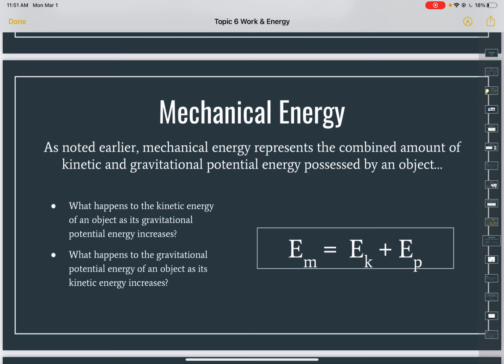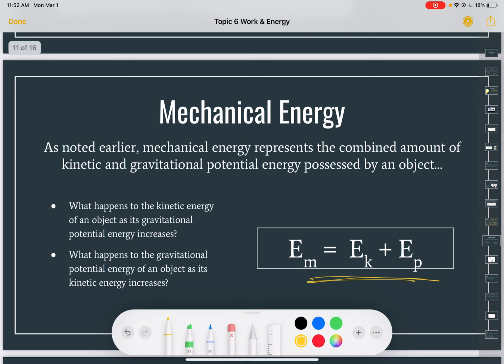So this is continuing on topic 6. We've got mechanical energy, and we talked about that at the very first here. But mechanical energy, as noted earlier, represents the combination of kinetic and gravitational potential energy that's possessed by an object. So this formula is what they give us for mechanical energy, and that's basically just telling us that when you have kinetic energy plus potential energy, that is the total is mechanical.